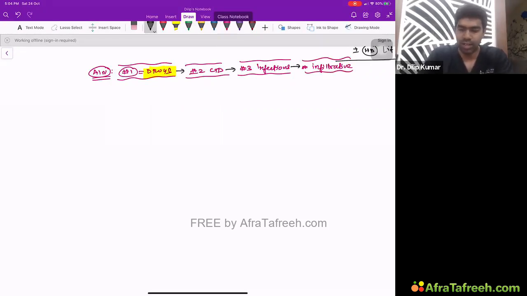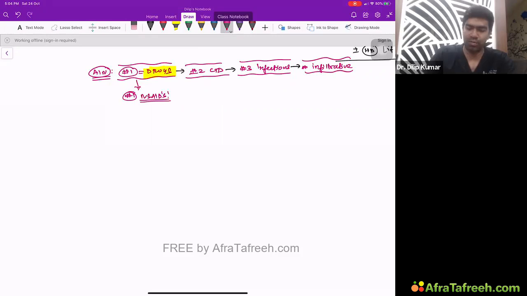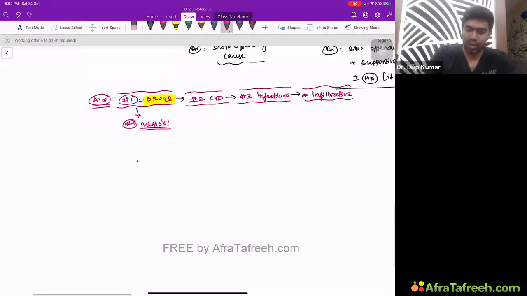This is the order. In the drugs, if somebody asks you the number one cause of drugs in India, it's always NSAIDs. And drugs typically produce a pattern called allergic interstitial nephritis. They produce an allergic acute interstitial nephritis. That may also be an exam question. The number one cause as far as India is concerned is NSAIDs.